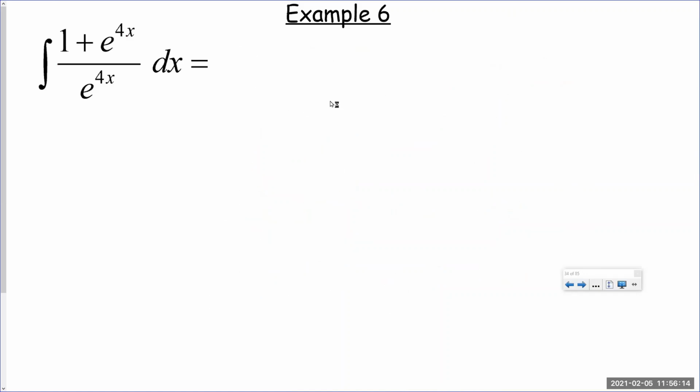Okay, ideas, guys, ideas. Let's do this. What if I make this my u? What's the derivative of e to the 4x? Isn't it 4e to the 4x? Okay, let's look at this, guys.